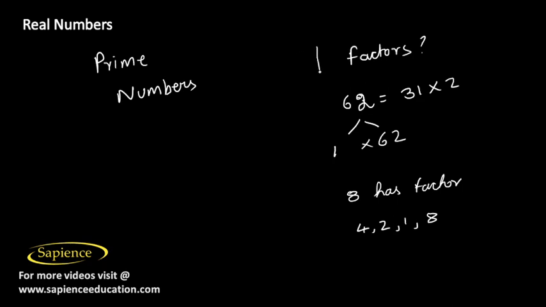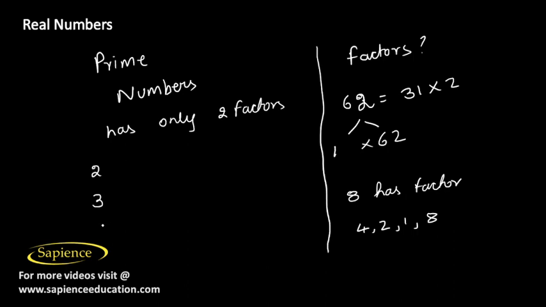So now we were talking about prime numbers. What are prime numbers? Prime numbers have only two factors. Some examples of prime numbers are 2, 3, 13, 31. All these numbers can be divided only by themselves or by 1. They have no other factors other than 1 and themselves. Such numbers are called prime numbers. Prime numbers have only two factors.